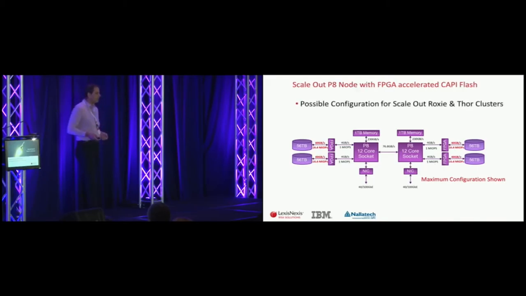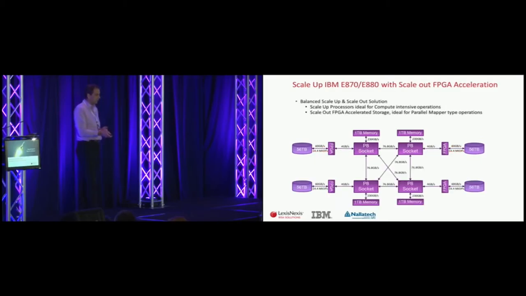So this could be a traditional scale-out Roxie and Thor cluster, a base configuration. We could add acceleration in with the FPGAs, and suddenly we could leverage the much more significant bandwidth to the storage for the mapper parallel functions in the heavy compute. The P8s are there for that. Maybe the balance of this isn't quite right for the functionality, so you might want to add more processors for this. So then if you look at IBM's E870 and E880 architectures, this is the scalable symmetric multiprocessing.